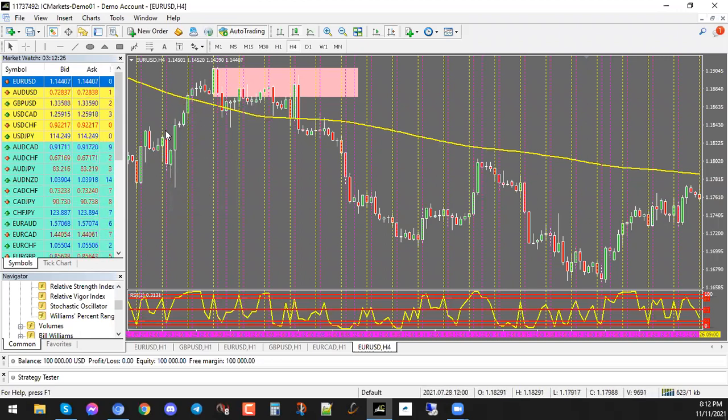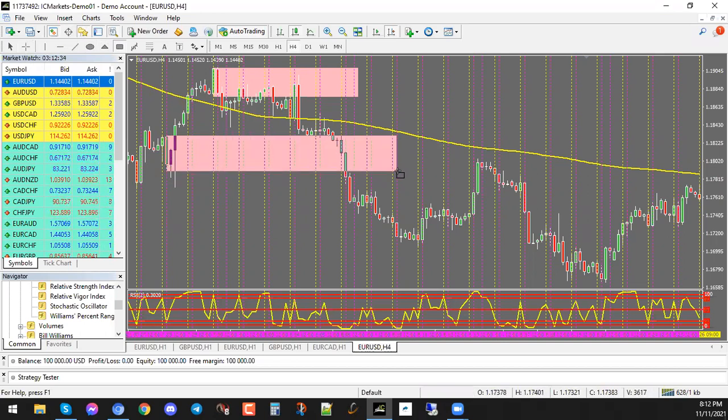Okay. So let's see here. Let's bring on our rectangle tool. So the last down candle is here, right here. I think I got this next to perfect. And you can see here that the price came down and hit this order block. And when it hit this order block, you can see here that it stalled out.